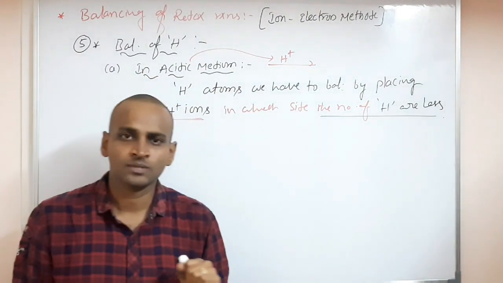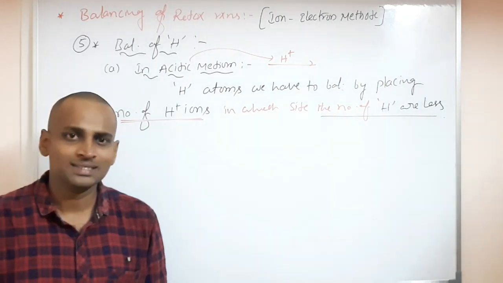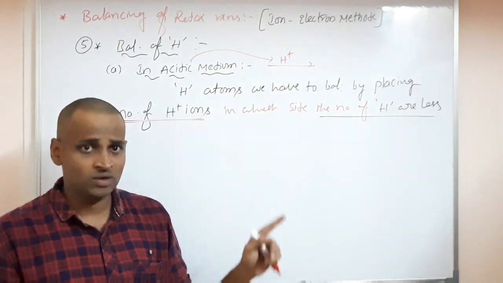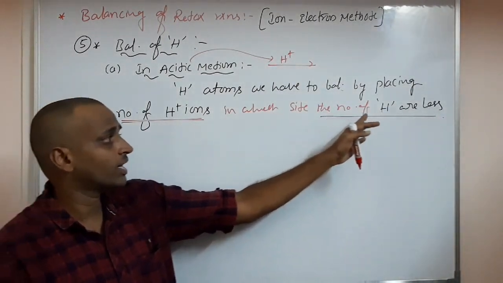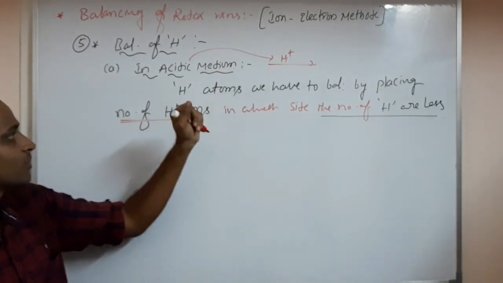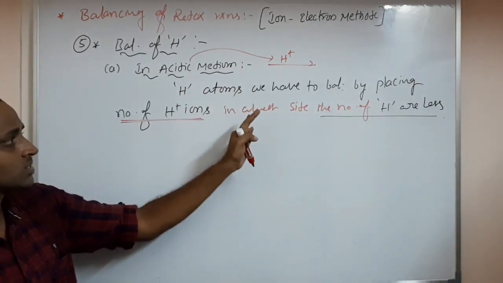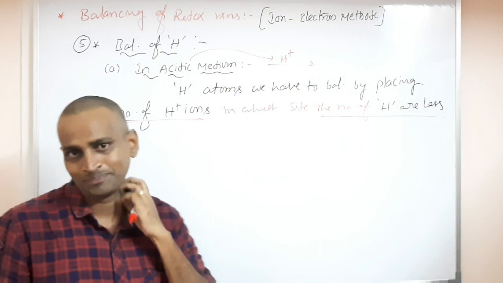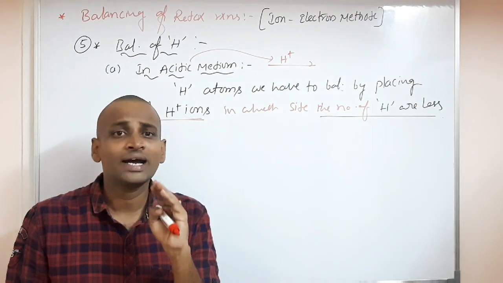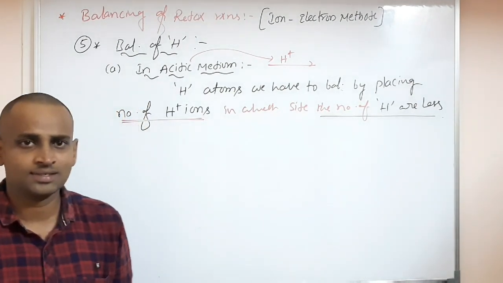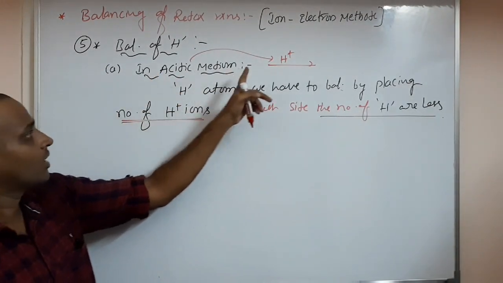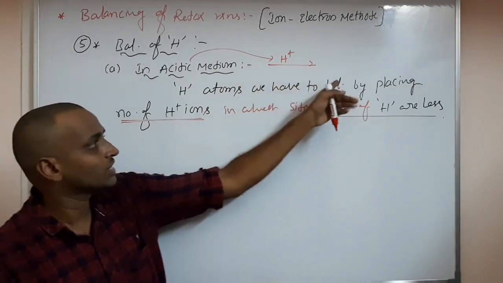In acidic medium, we can balance hydrogen by adding H plus ions in the direction where the number of hydrogens is less. Very clear. Got it, everyone? So in acidic medium we add H plus ions, that's it. Where will we add H plus ions? Where the number of hydrogens is less. This we have to follow.